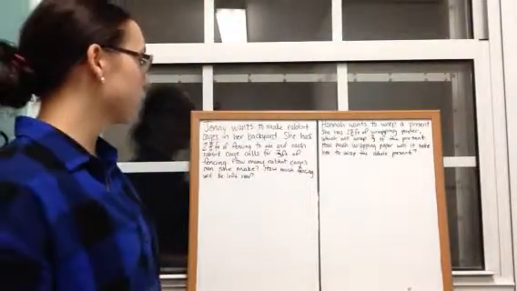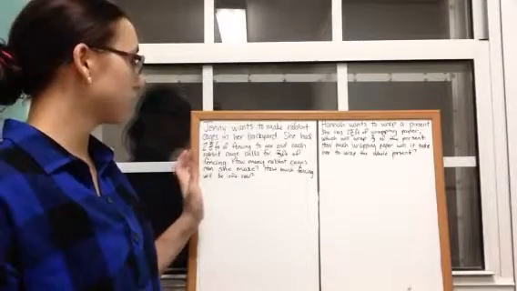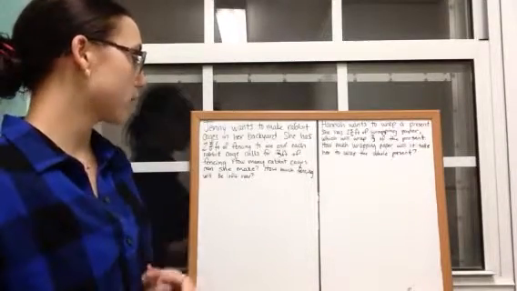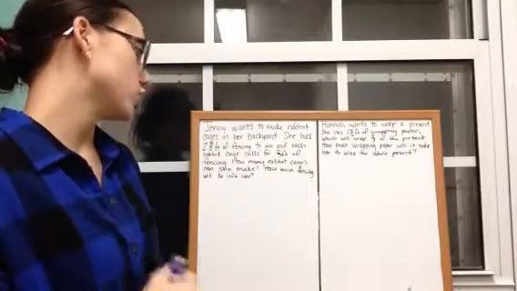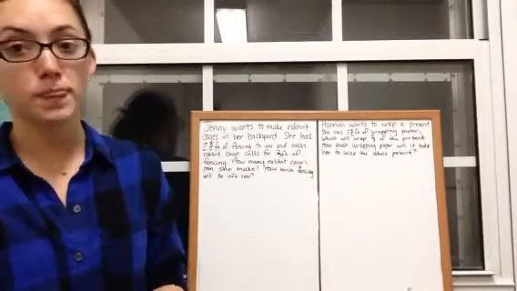Jenny wants to make rabbit cages in her backyard. She has 2 5/6 feet of fencing to use, and each rabbit cage calls for 2/3 of a foot of fencing. How many rabbit cages can she make, and how much fencing will be left over?